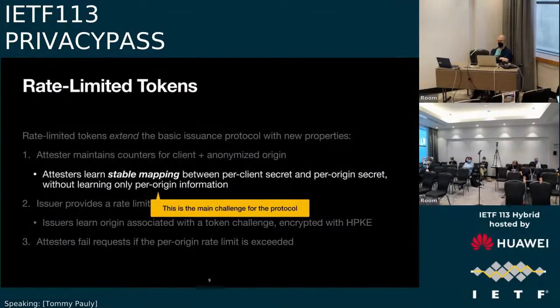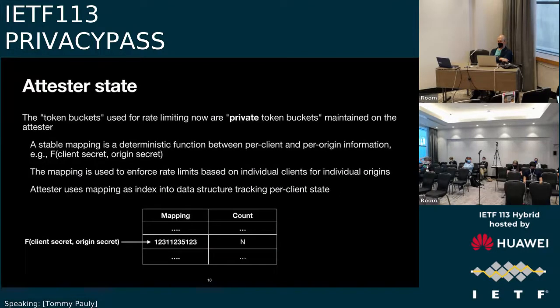And so the main interesting part here is how you do this without revealing to the attester what the per origin information is. Next slide, and I think it's back to Chris now. Yeah, thanks, Tommy. Right, so as Tommy said, the main challenge in the protocol is to basically compute the stable mapping, because we want to do it in such a way that the bucket identifier is private to the attester.